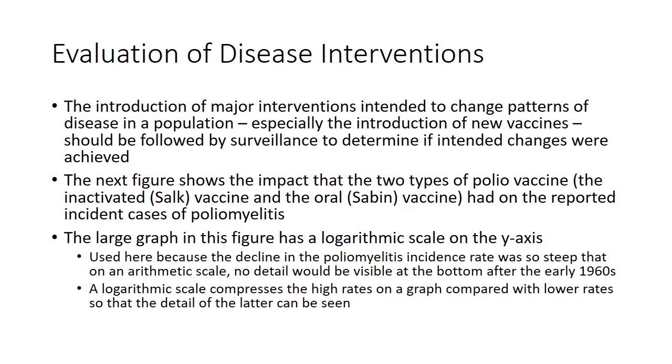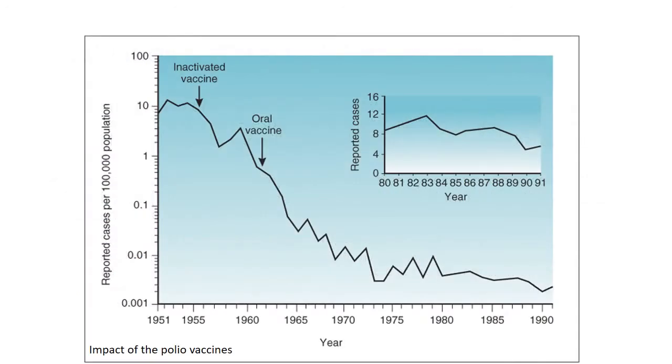Using a logarithmic scale also helps to compress the high rates on the graph compared to low rates, so that the detail can be seen a little better. Here you can see that when the inactivated vaccine was introduced, you start to see a pretty decent decrease in incident cases of polio. Then when the oral vaccine was introduced, we saw an even sharper decrease. Again, you want to do this kind of surveillance to make sure the disease is being reported in fewer cases, and you can know that your drug is being effective, essentially. So it's very important that we do that kind of surveillance.